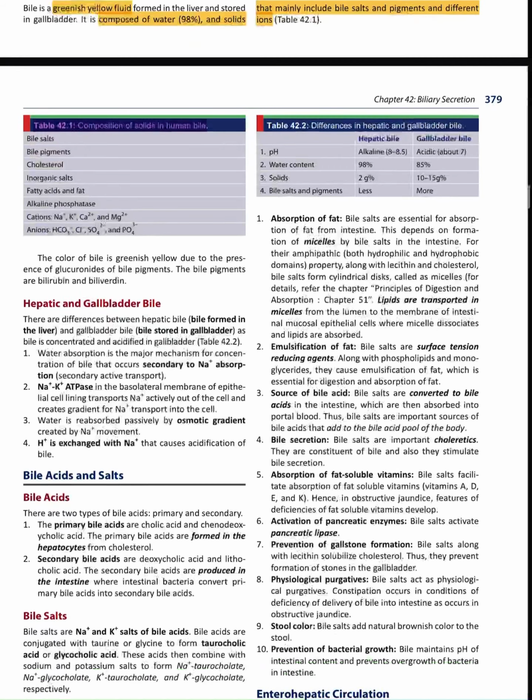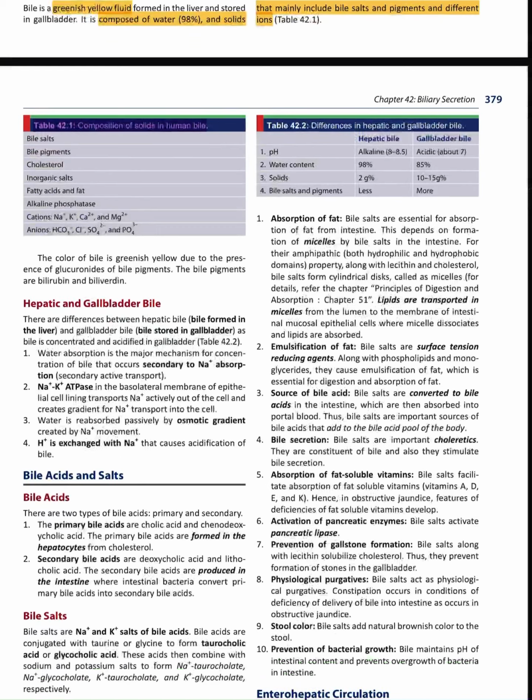Now come to the color. The color of bile is greenish yellow due to the presence of glucuronide of the bile pigment. The bile pigments are bilirubin and biliverdin. Hepatic and gallbladder bile: there are differences between hepatic bile and gallbladder bile.